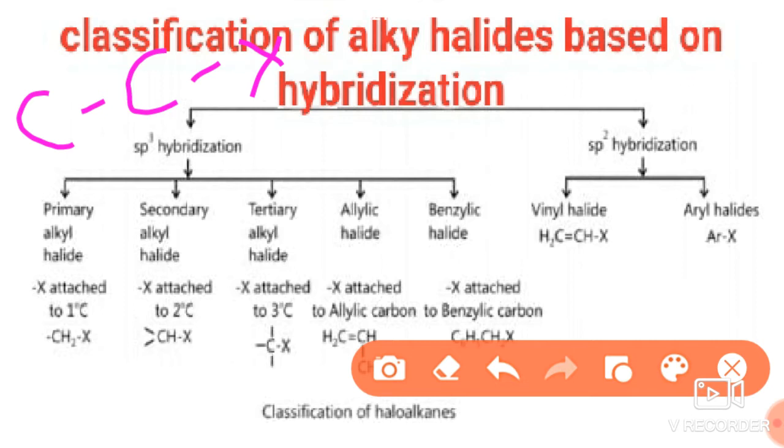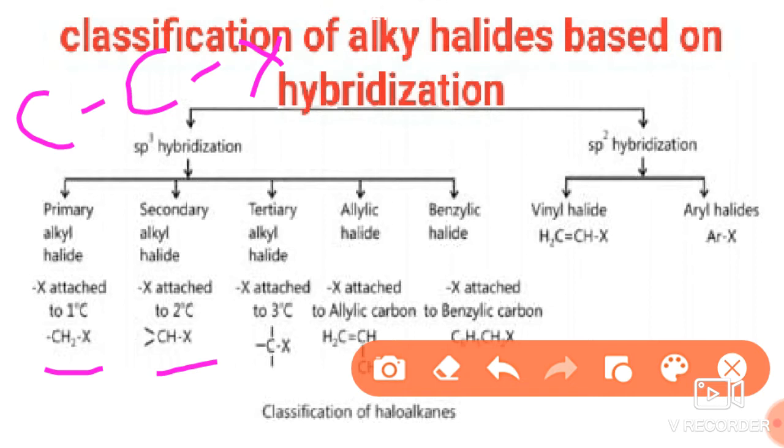One is primary alkyl halide. Here the halogen atom is attached to a CH2 carbon atom of a compound, then it is called a primary alkyl halide. Examples are ethyl chloride, propyl chloride. Second one is secondary alkyl halide. The halogen atom is attached to a CH carbon atom of a compound, then it is called secondary alkyl halide. Here isopropyl chloride is the best example of secondary alkyl halide.